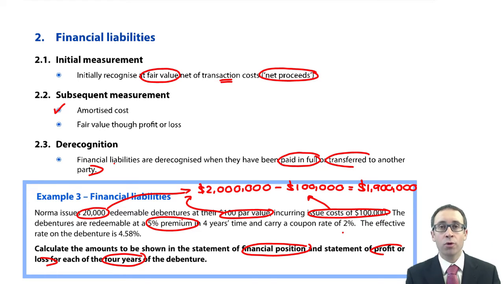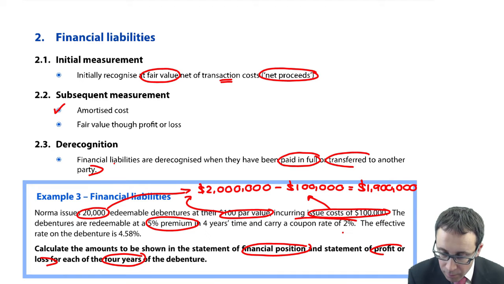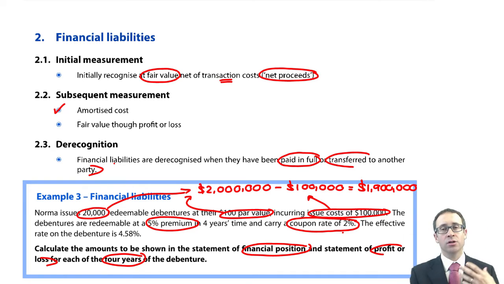They will be redeemed at 2.1 million in 4 years' time and carry a coupon rate of 2%. So there's a contractual cash flow of 2% that needs to be made every year. That's 2% on the par value, isn't it? So 2% of the 2 million. Okay, so that's 40,000.